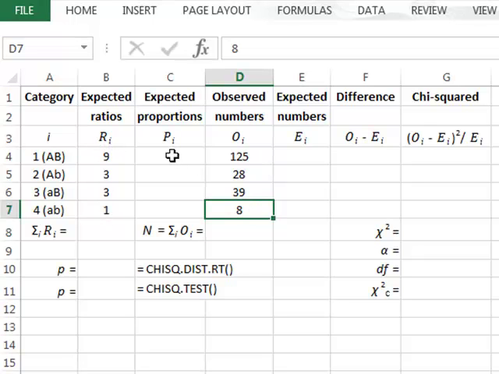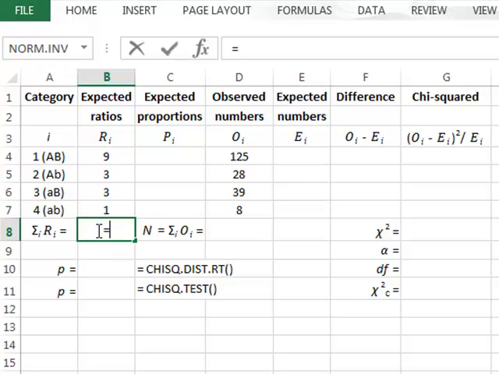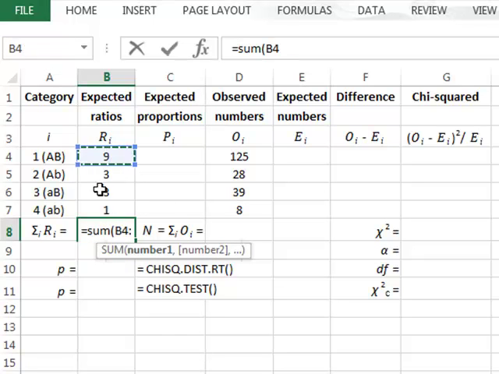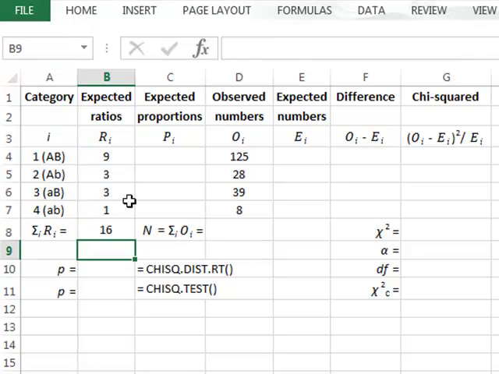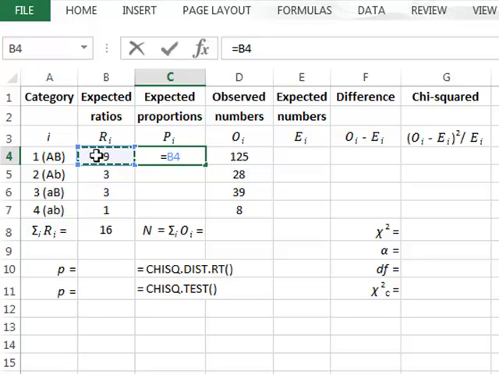The first step is to calculate the expected proportions as a fraction of 1 based on expected ratios. To do that, we add up the numbers in the ratio column just by using the sum function, giving us a total of 16. Then for the first category, the proportion is 9 out of 16, a simple ratio equal to 9 divided by 16.